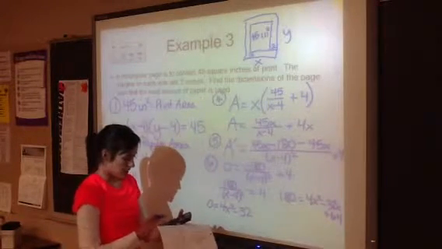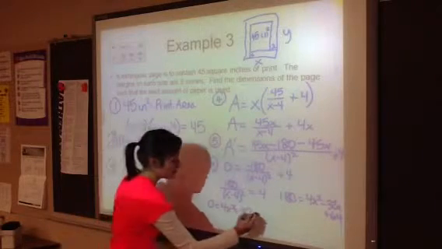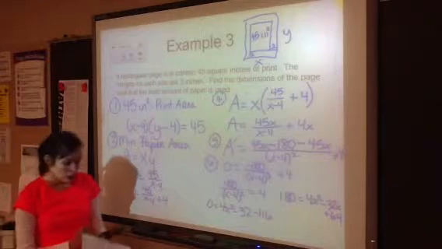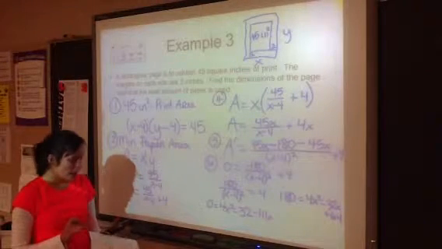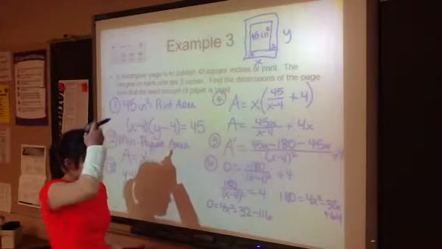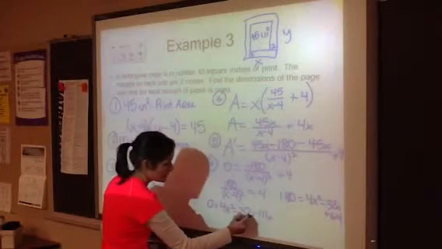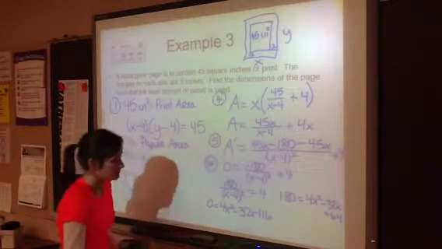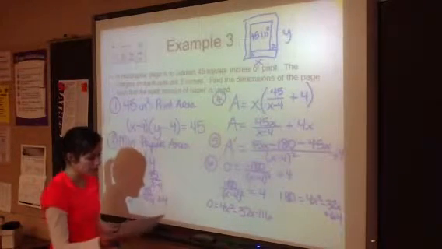64 minus 180 is negative 116. So from there, you get to do an area model, or you get a factor. I forgot the x there. Or you can do quadratic formula. I'm going to do quadratic formula because I believe it's easier.